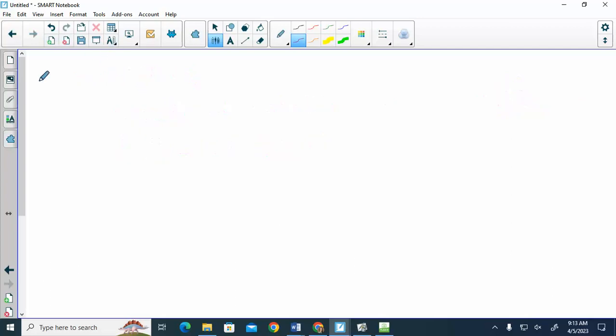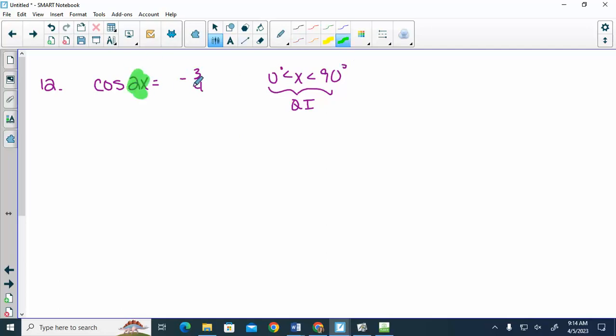Let's talk about number 12. So I know that cosine 2x is negative 3 over 4. 0 is less than x is less than 90. What does that tell me? Okay. All right, if I want sine x, I know cosine 2x. So as soon as I see that 2x, I'm looking at my double angles. If I was trying to find sine, do we have a cosine 2x formula that involves sine? What is it?